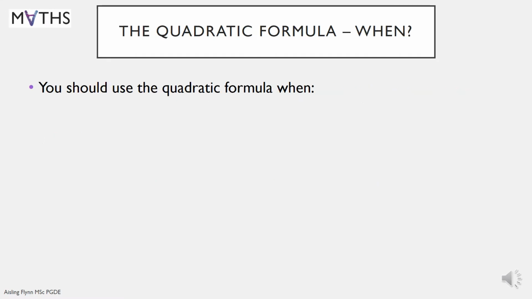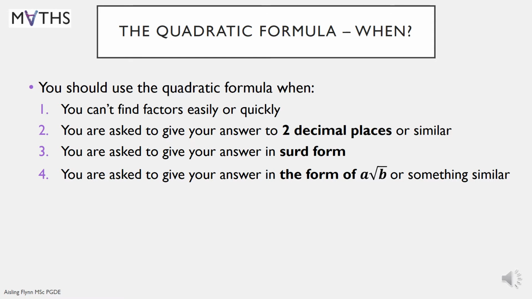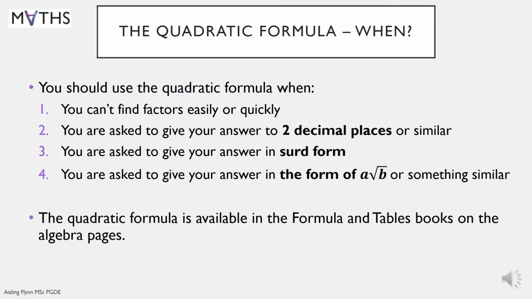You should use the quadratic formula when you can't find factors easily or quickly, or if the question asks you to give your answer correct to 2 decimal places or 3 decimal places, etc. Or if the question asks you to give your answer in surd form, or perhaps in the form of a root b or something similar. So these are clues that you shouldn't bother trying to factorize. You should go straight to the quadratic formula. The quadratic formula is available in the formula and tables books on the algebra pages, so we don't have to memorize it.